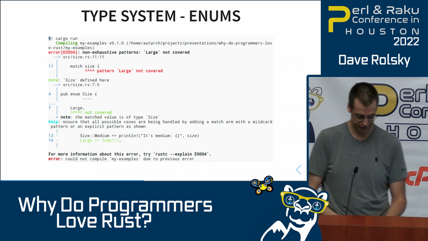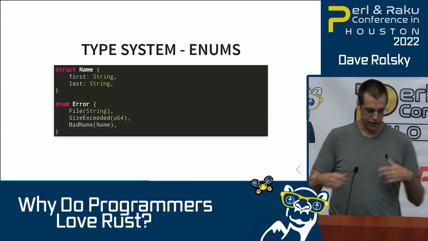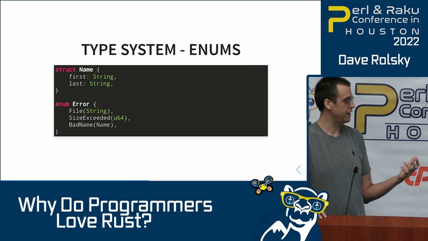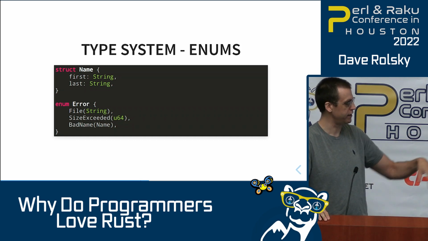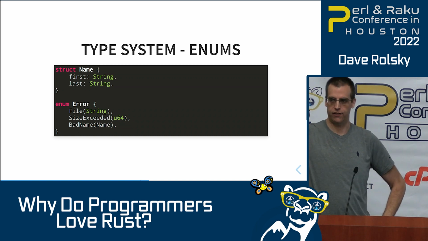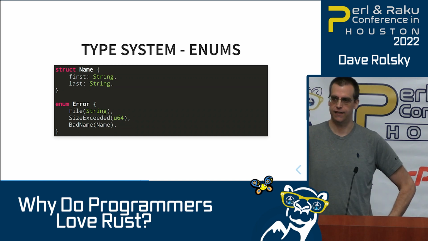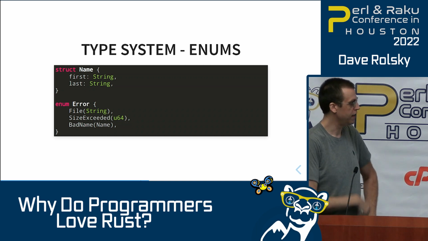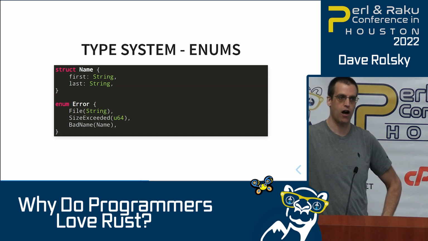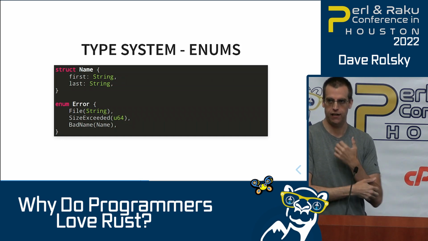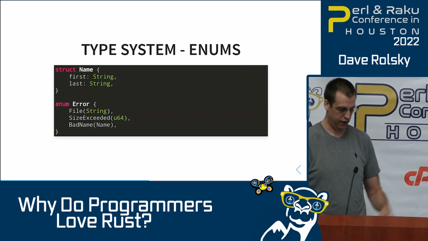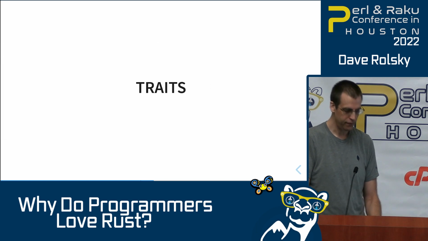They're so nice. Now, enums can be more complicated than this. They can actually have values associated with them. So we make a struct, and then we have this enum of errors. The file error has a string. The size exceeded has an unsigned 64-bit integer. And the bad name has a named struct that it contains. So you can actually unwrap this stuff from the enums as part of matching and in various other ways. Any questions so far?